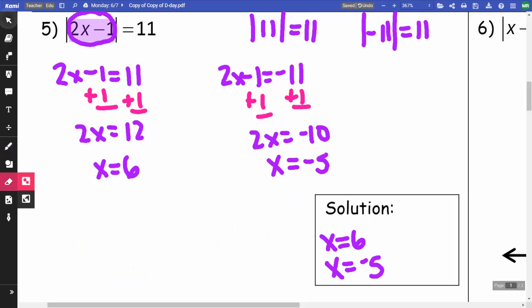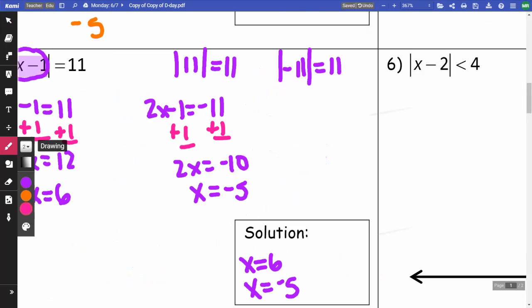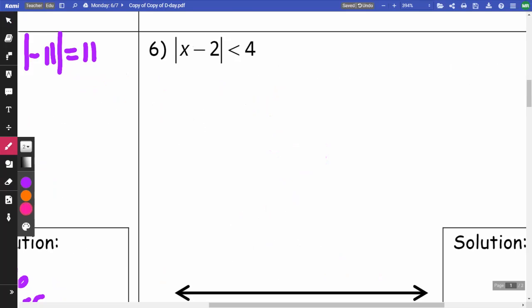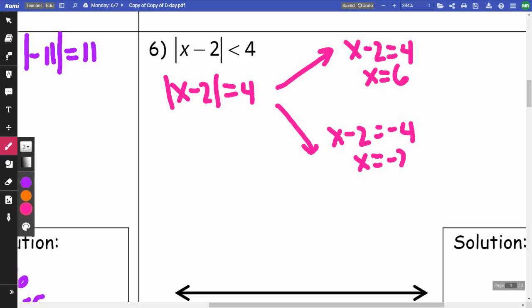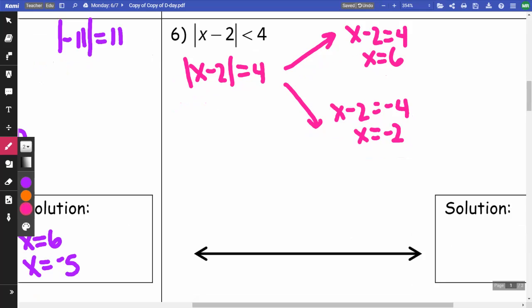On number 6. Now on 6, unlike 1 through 4, this is absolute value. I would personally write this as an equation like this. And so let's solve this as an equation, which means I'm going to work out 2 problems. I'm going to work out x minus 2 is equal to 4, and x minus 2 equals a negative 4. The top one, I'm going to add 2 and I get a 6. On the bottom one, I'm going to add 2 and I get a negative 2. So I'm going to have a negative 2 and a 6.